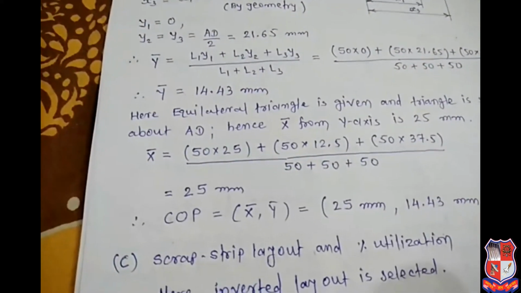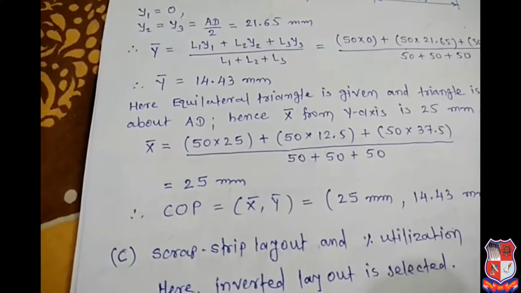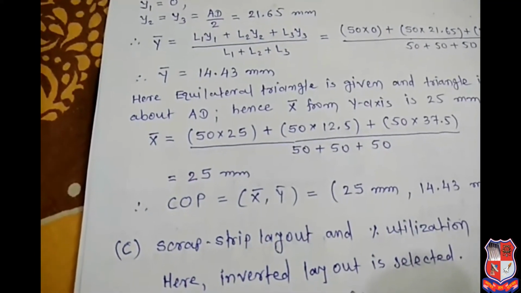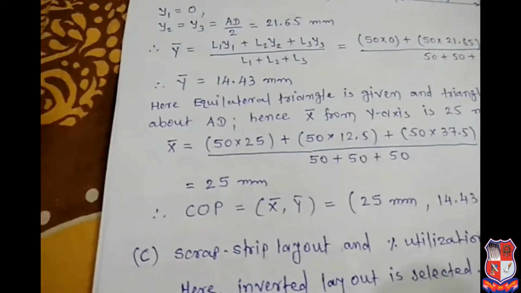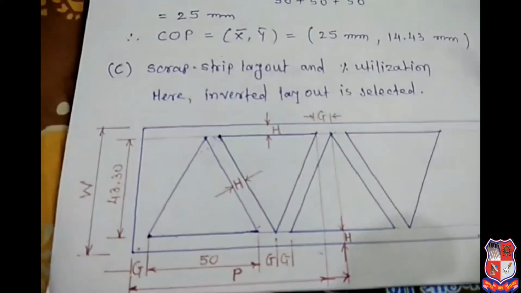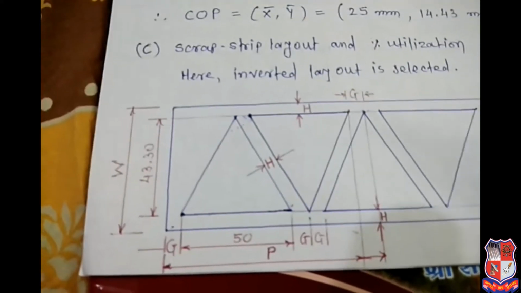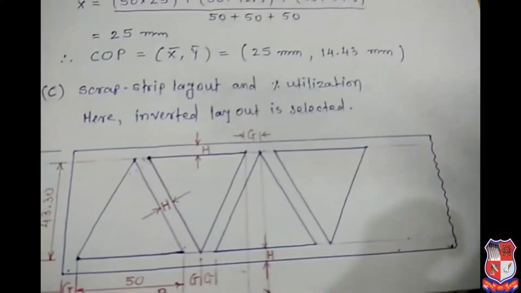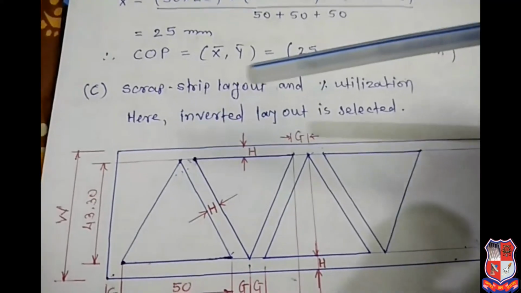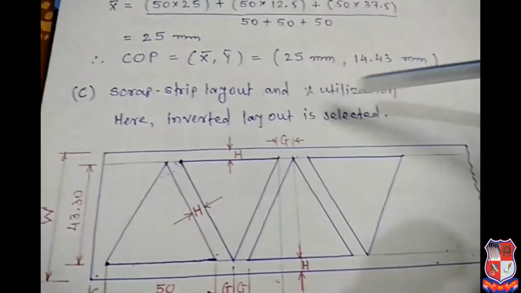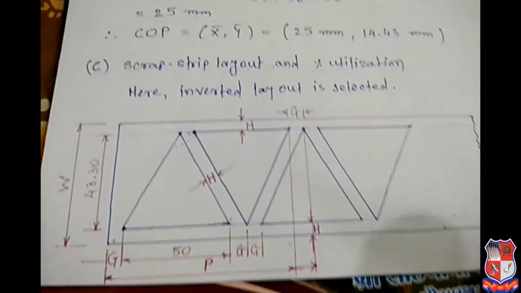So the second part of our given question that we have solved: first we calculated the tonnage of the press, second we calculated the COP. Now the next part is also important. The entire question is asked up to 10 to 12 marks. So the next part C is scrap strip layout and percentage utilization.